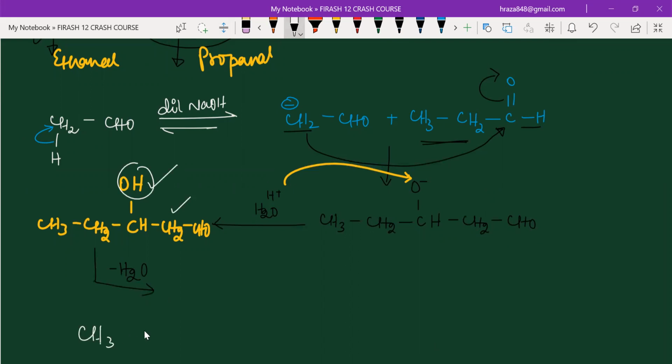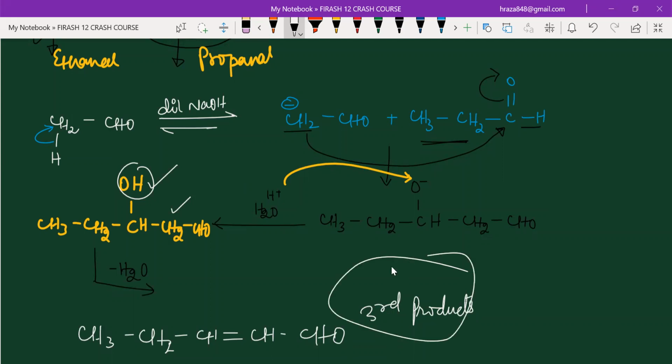So what will be the product? CH3 CH2, and then there will be CH, then a double bond, then CH, and then CH. Got it? Yes or no? So this is the third product.